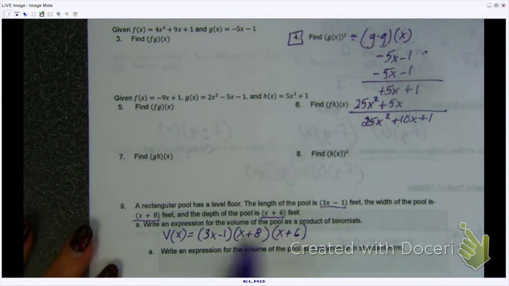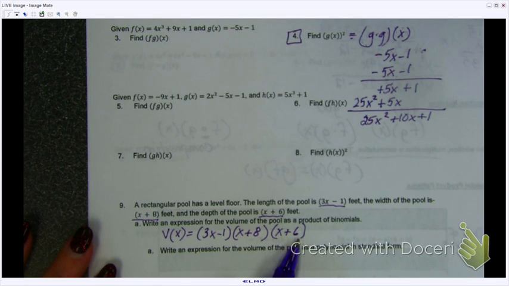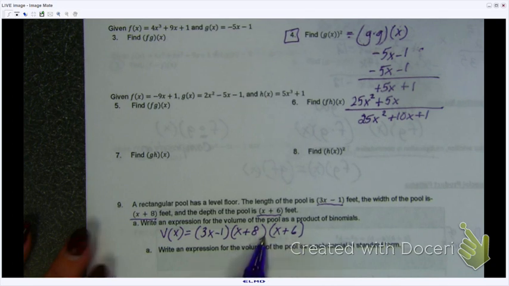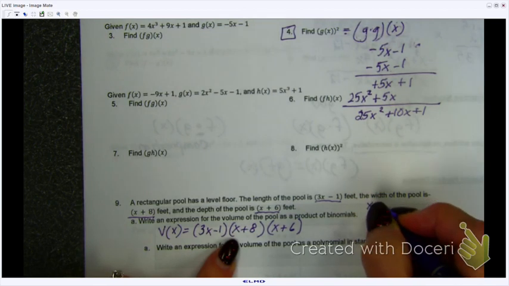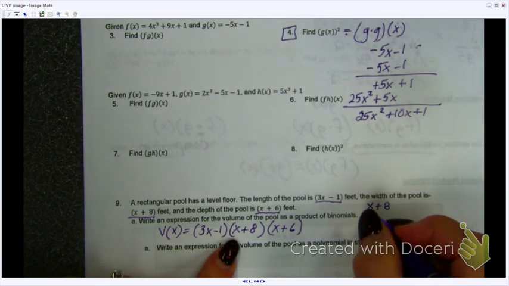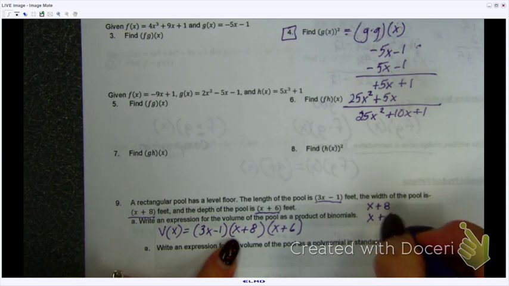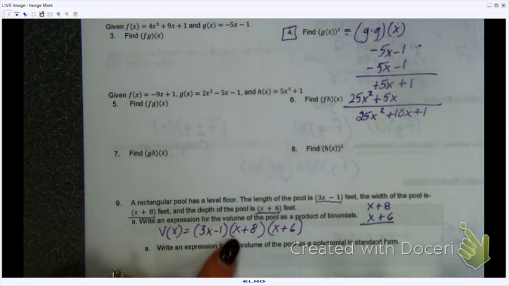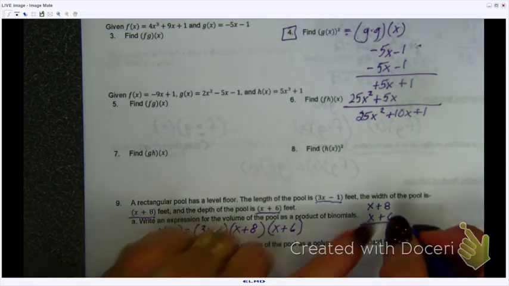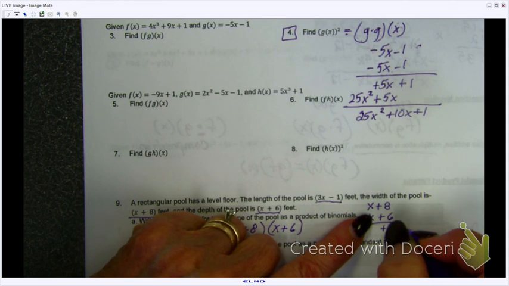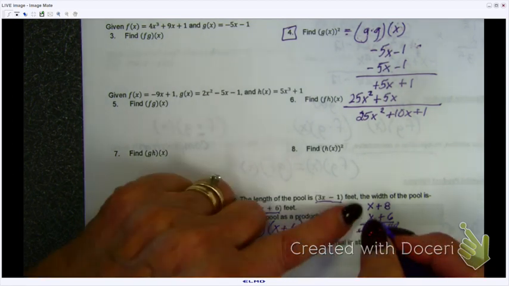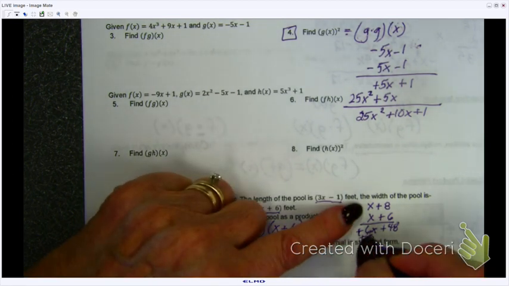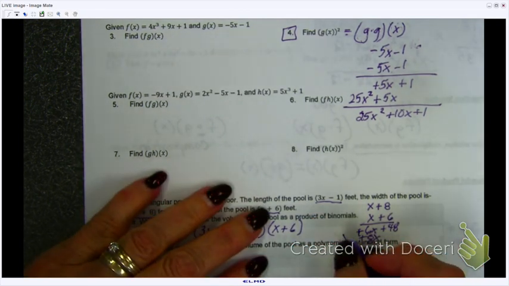Personally, I would do these two first because FOIL makes it quick and easy, or you can use the vertical method or the box method or whichever method you like. I'll go ahead and do it vertically, but probably in person I would do it as FOIL, just because it's easy and I don't have to write anything else down. So 6 times 8 is 48. 6 times x is 6x. x times 8 is 8x, and x times x is x squared.